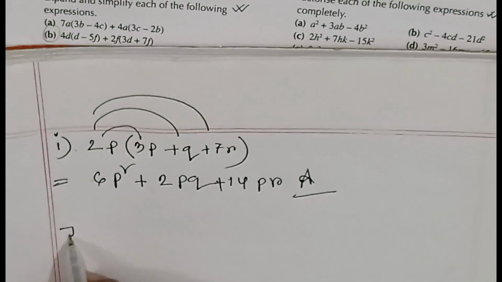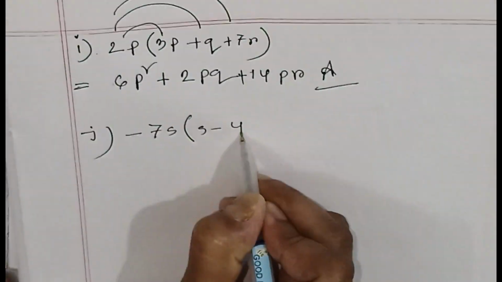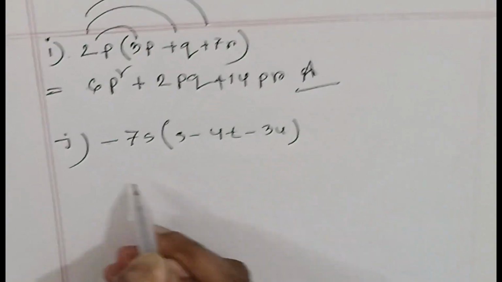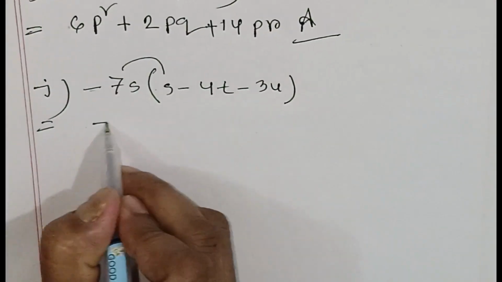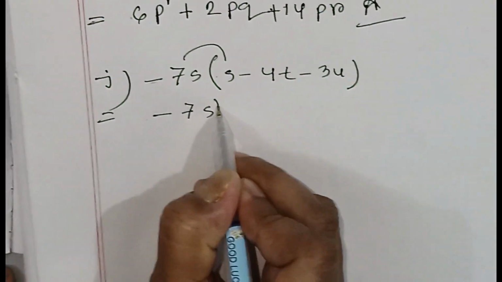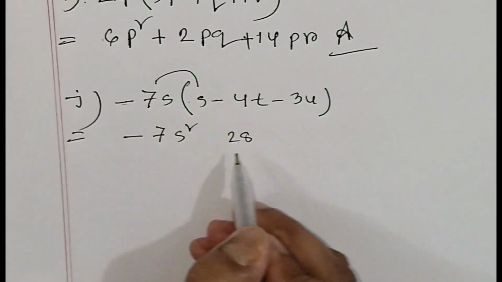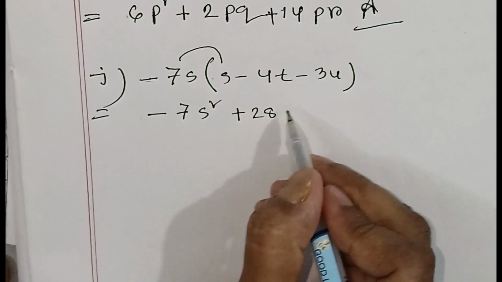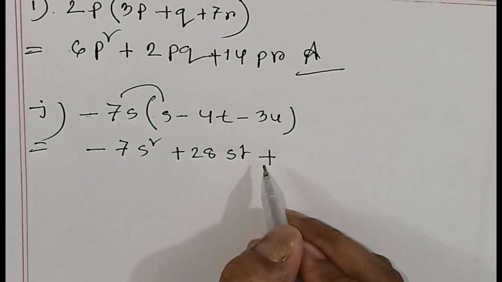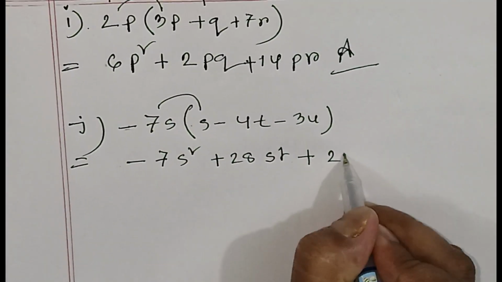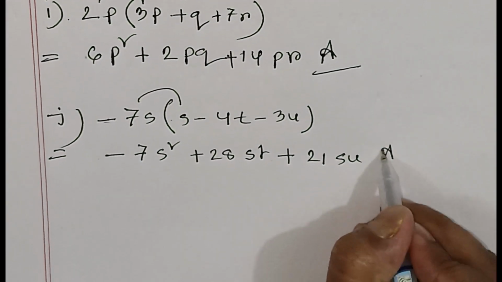Next, since there is a minus, okay: minus 7s into s minus 4t minus 3u. Same: 7s into s, minus 7s into s, variables multiply, s square. Coefficients 7 into 4, 28, minus times minus is plus, and s and t multiply, st. Same, minus times minus is plus, 7 into 3, 21, and s and u multiply, su. That's it. This is the answer.